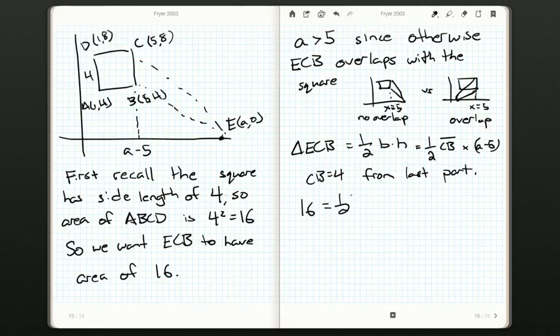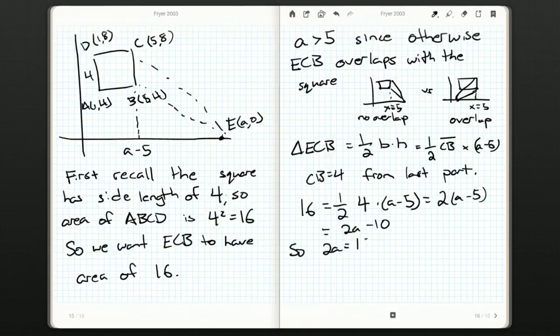Oops. Started writing the 2 before the fraction line was complete. So 16, that's the area that we want, is 1/2 times 4 times a minus 5. So that's 2 times a minus 5, 2a minus 10. So if 2a is 26, a is going to have to be 13.